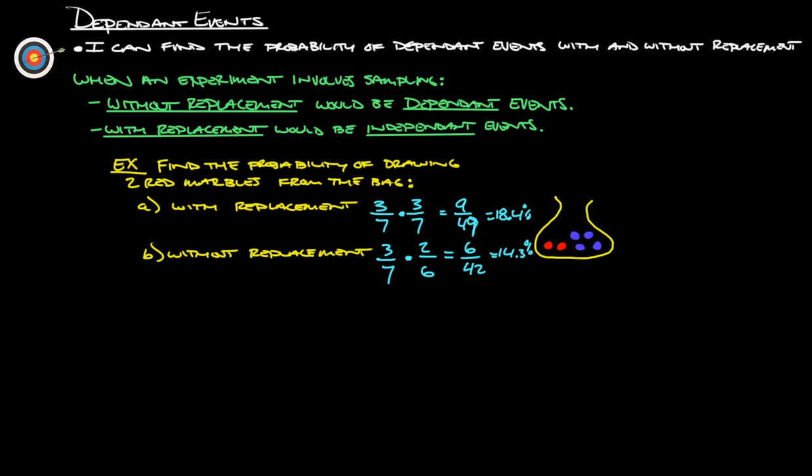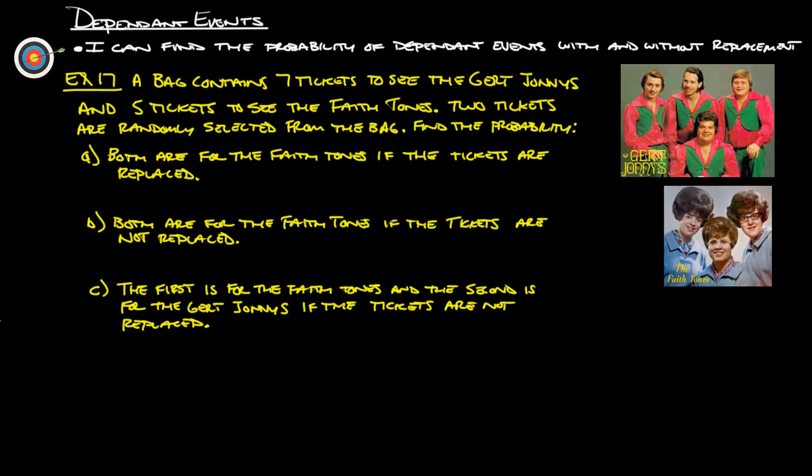All right, let's take a look at another example here. Example 17. A bag contains 7 tickets to see the Gert Johnnies and 5 tickets to see the Faith Tones. 2 tickets are randomly selected from the bag. Find the probability that both are for the Faith Tones if tickets are replaced. So, we got 7 to the Gert Johnnies and 5 to the Faith Tones. So that means that there are 12 total that we're picking from.